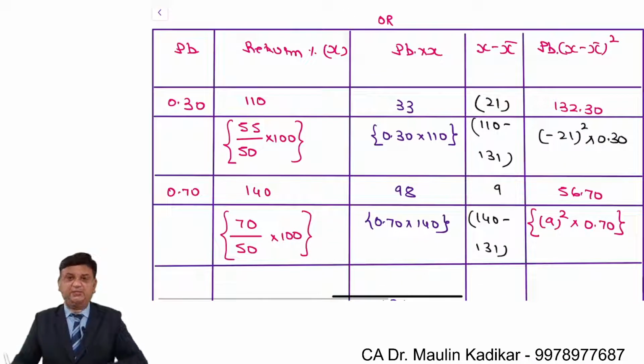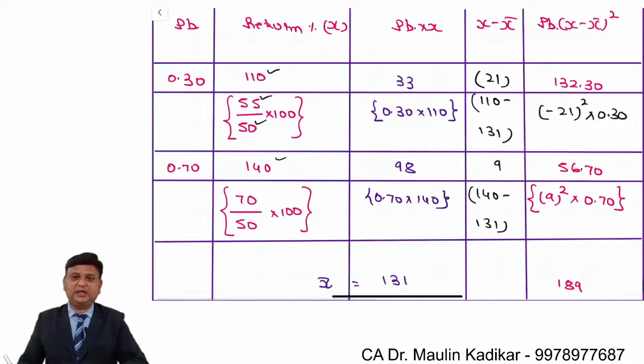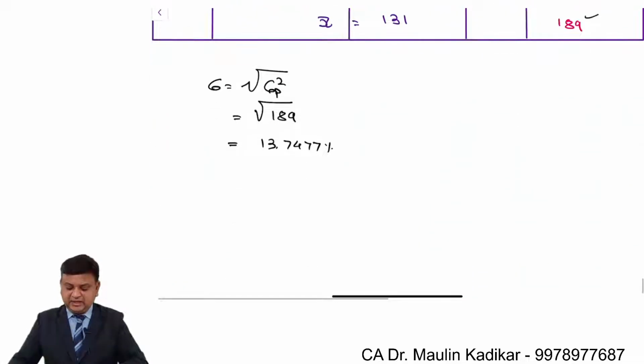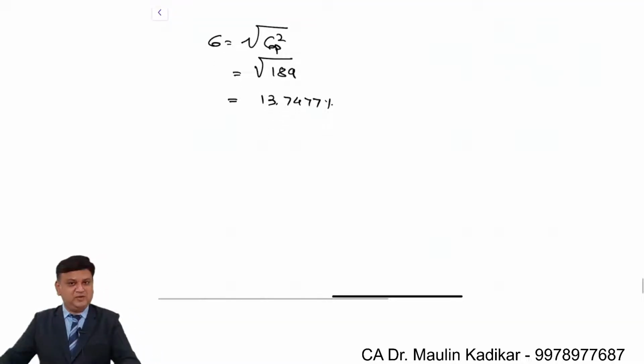This answer can be computed in percentage term too, wherein the numerator is directly provided as 55 and the P0 is 50. So we convert that into percentage term, 110%, 140%. Mean return is found, then x minus x bar and so on. We make the computation of the variance and under root of the same is standard deviation. That is the way we are required to make the calculation of answer.